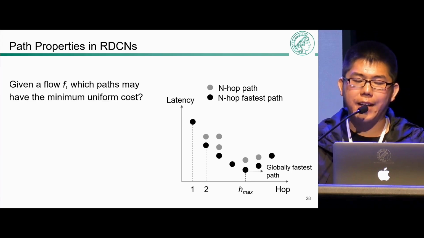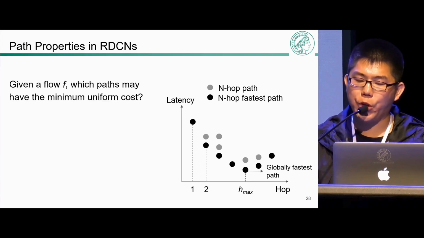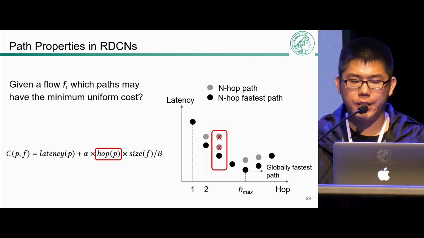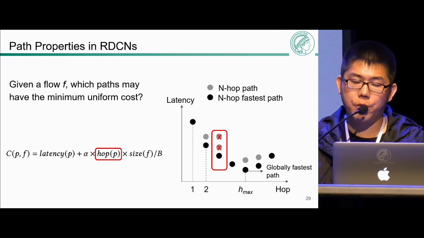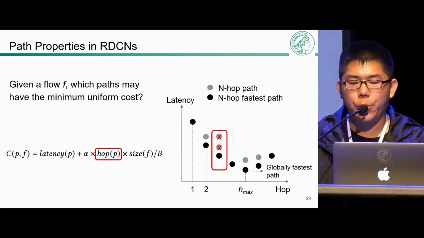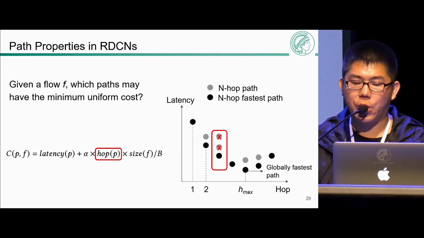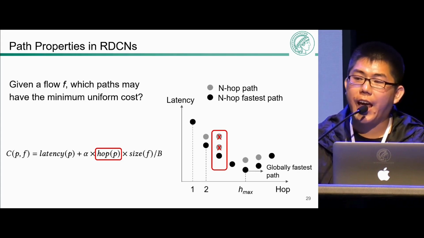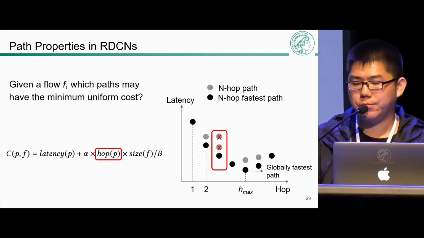Among all these paths, given a flow F, which path may have the minimum uniform cost? In the definition of uniform cost, alpha and bandwidth B are known, and flow size is given, so only latency and hop count matter here. If we fix the hop count and check the paths vertically, we can see that red dots have lower latency compared to the gray dots, meaning the gray dots have higher uniform cost and will be excluded.